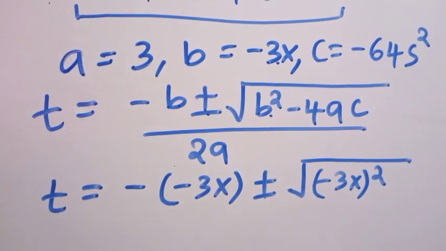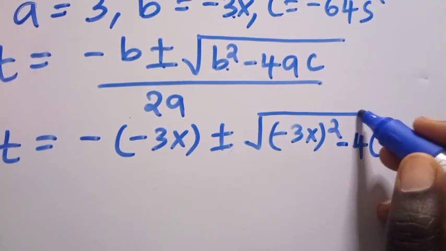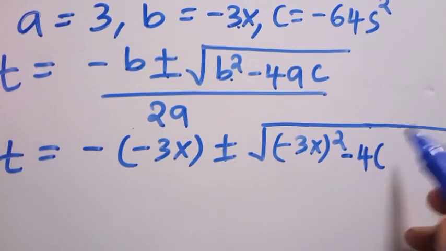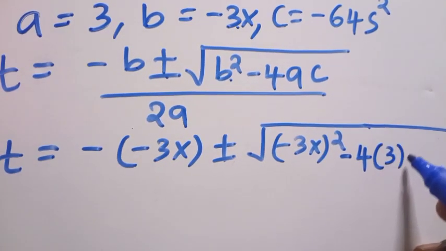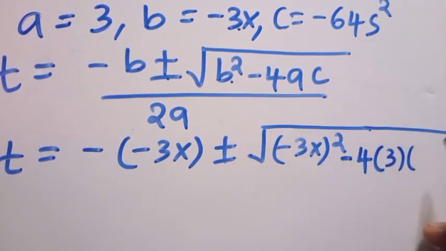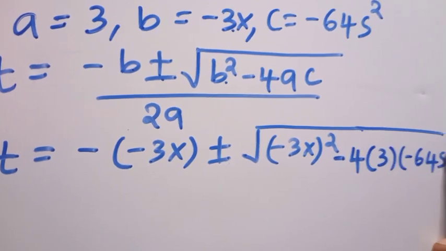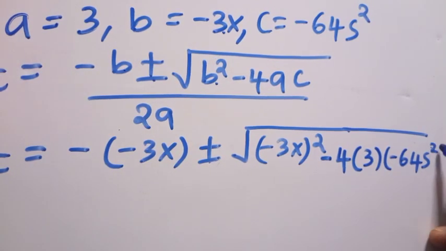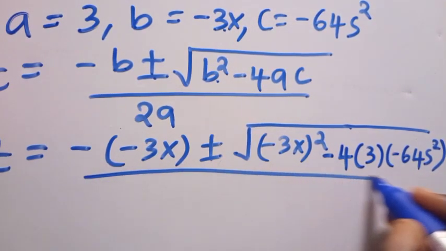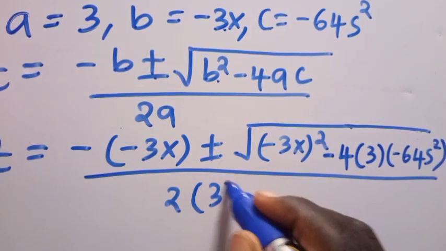Then minus 4 into our a, which is 3, and therefore we shall have 3, close the bracket, then open. c is negative 64s squared. Then we close the bracket. Then all over 2a. Our a is 3.